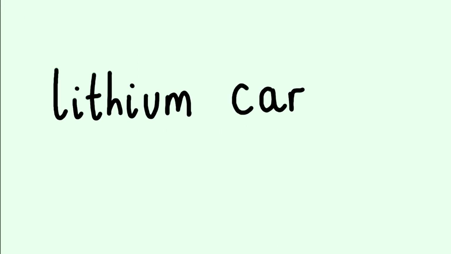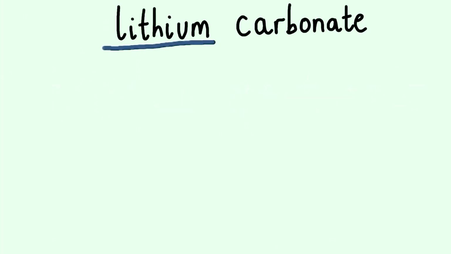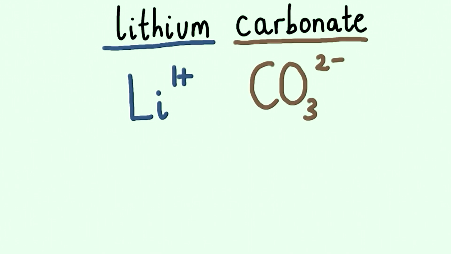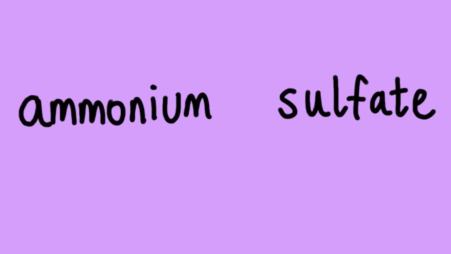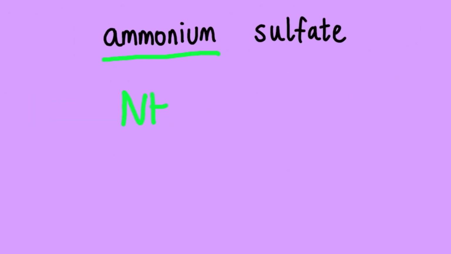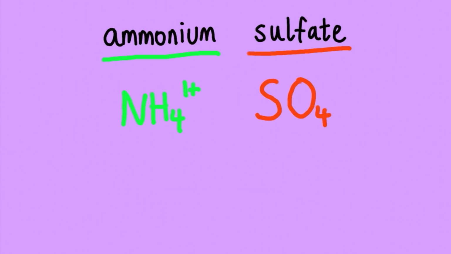Right, so let's look at the example of lithium carbonate now. Lithium's in group 1, 1 plus charge. Carbonate is CO3 2 minus. So because carbonate has a 2 minus charge, I need to add another lithium atom to cancel out the 2 minus charge. So it's Li2CO3.